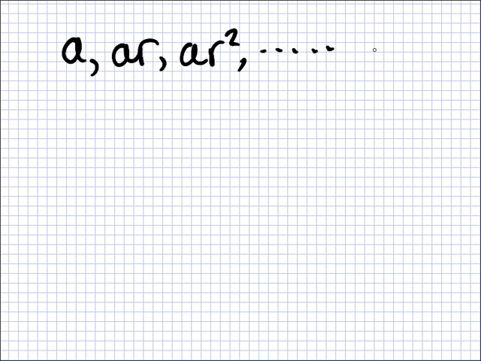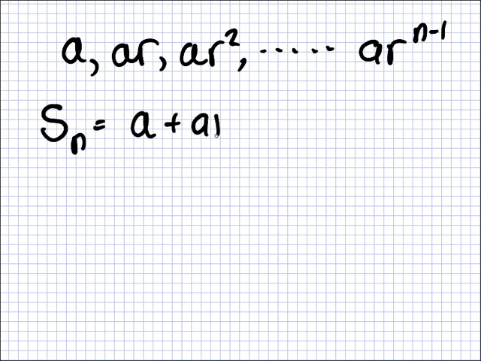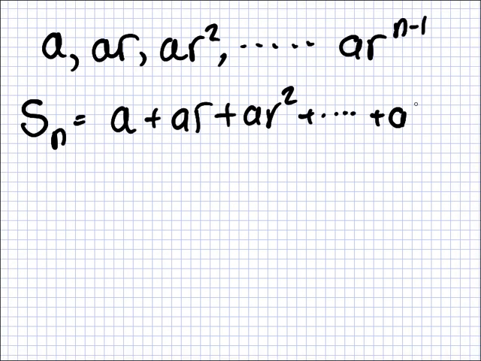So scrolling down, now we're on to the sum formula. So once again we have a, ar squared, and what's the last term? So I want to calculate a formula for Sn, which will be a plus ar plus ar squared, etc., until the nth term, which is ar to the n minus 1.